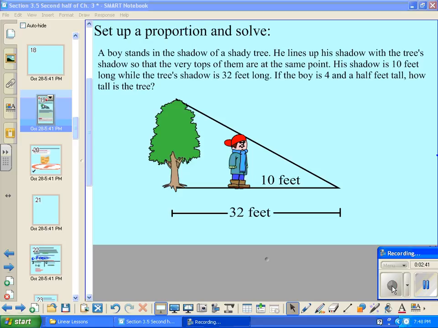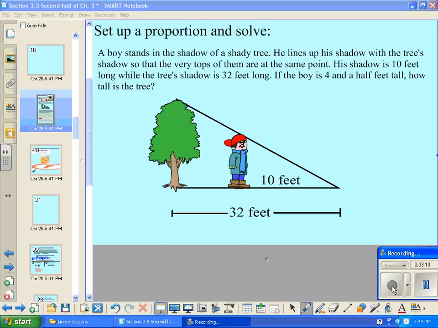So my first example here, I'll read the problem out loud, and we have a nice little picture with it too. This is a very common problem you may see even in trigonometry as you go on, with similar triangles, but we can solve this just using a proportion too. The problem says a boy stands in the shadow of a shady tree. He lines up his shadow with the tree's shadow so that the very tops of them are at the same point. His shadow is 10 feet long while the tree's shadow is 32 feet long. If the boy is 4.5 feet tall, then how tall is the tree?